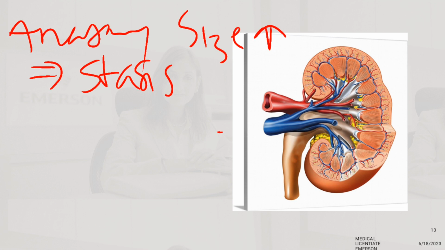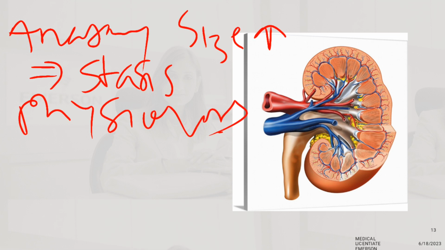UTI. Then in terms of renal physiology, there will be increased clearance, then increased renal plasma flow, then the glomerular filtration rate is going to increase, then the creatinine clearance also increases, then the BUN increases, and the serum creatinine goes down. So the serum creatinine goes down due to the increase in creatinine clearance.